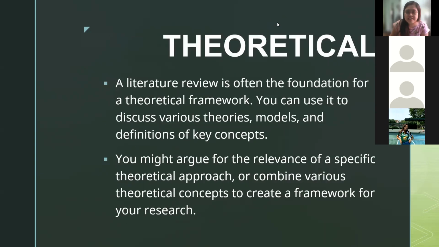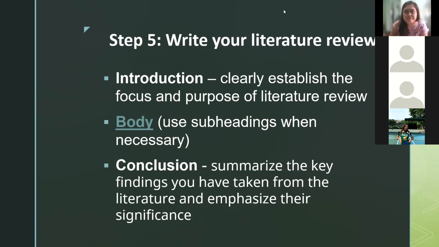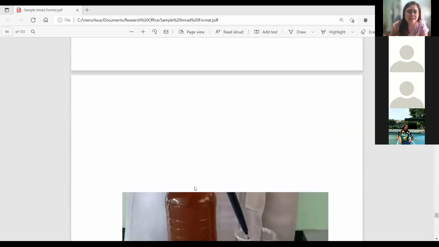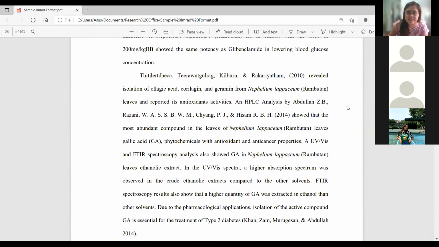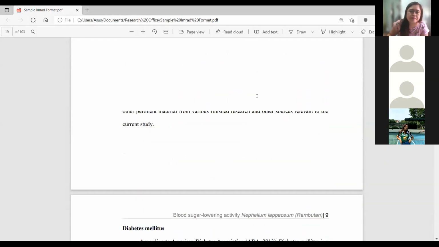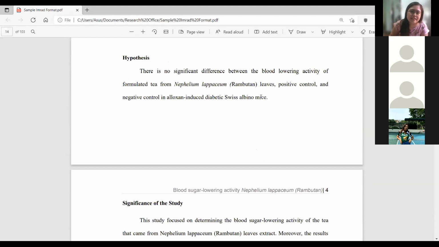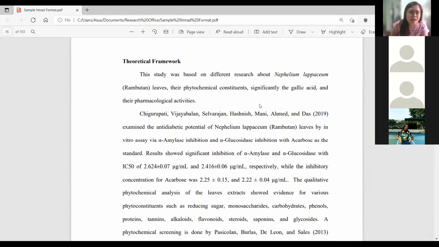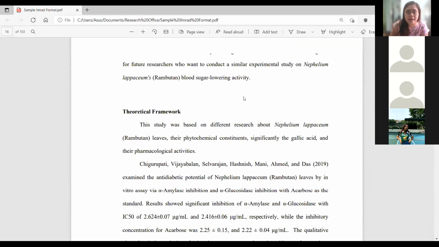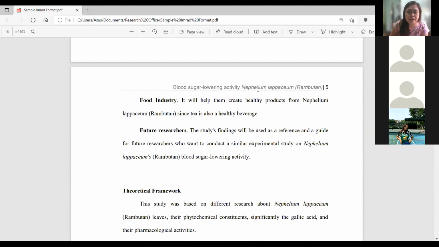Now, to give you, class, an example before we move on to step 5, let me show you this study. Let's go back to the study of the pharmacy students and let's see their RRL, a bit further up. Wait. Okay. This one is their theoretical framework, by the way. So this one is a theoretical review. They looked for theories, concepts, and ideas where they anchored their study. Their study is about the blood sugar lowering activity of the rambutan.